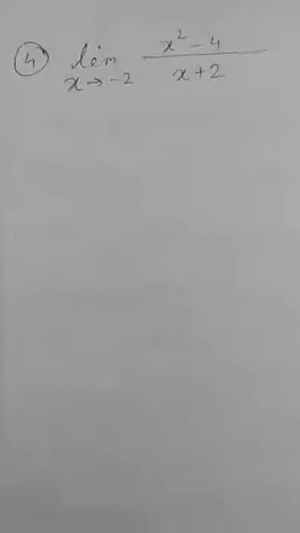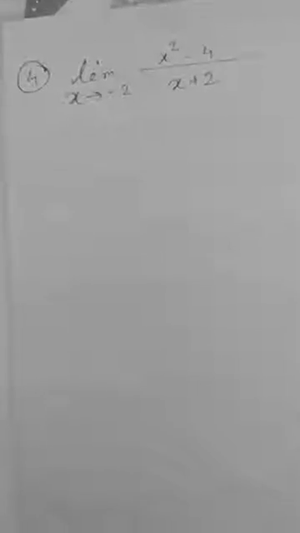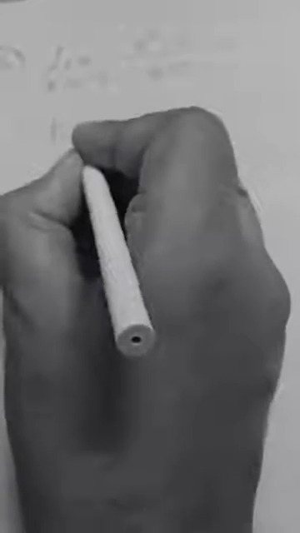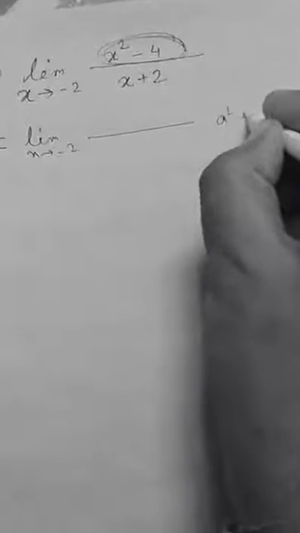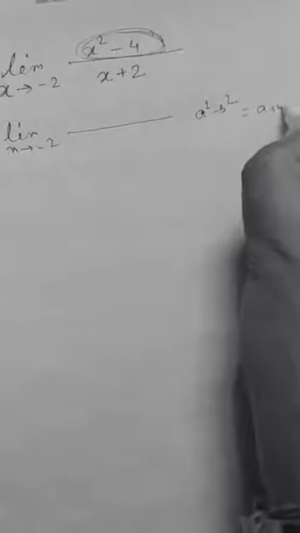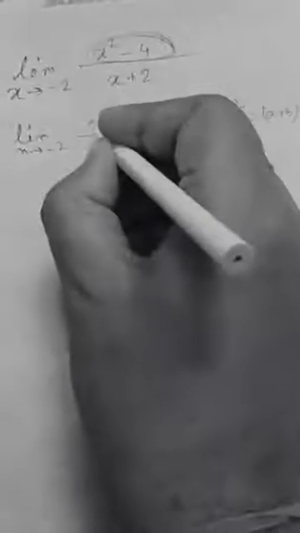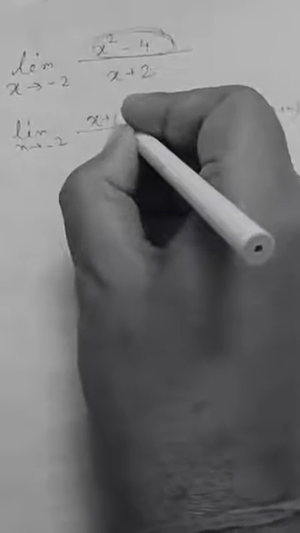Next problem is limit x tends to minus 2, (x square minus 4) by (x plus 2). First of all, we expand this function x square minus 4. We use the formula a square minus b square is equal to, we know, (a plus b) into (a minus b). So we can write (x plus 2) into (x minus 2) by x minus 2.